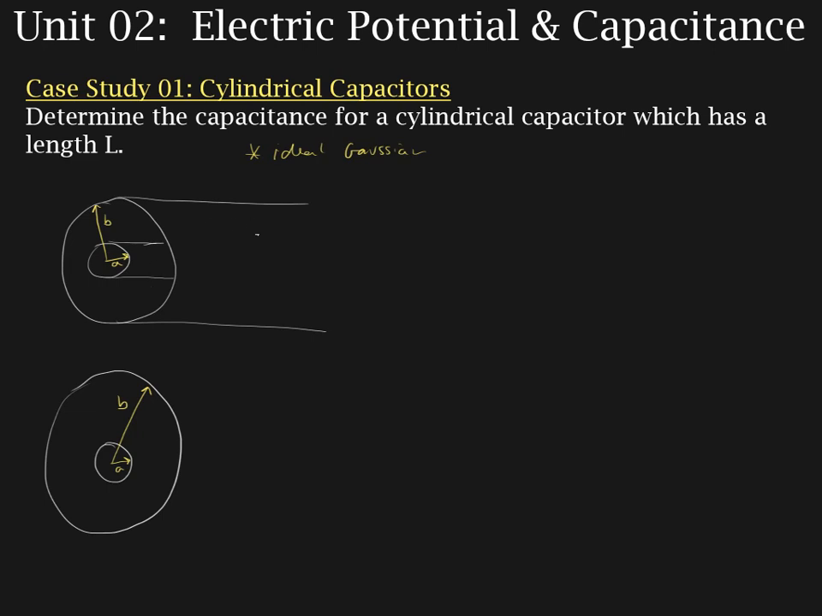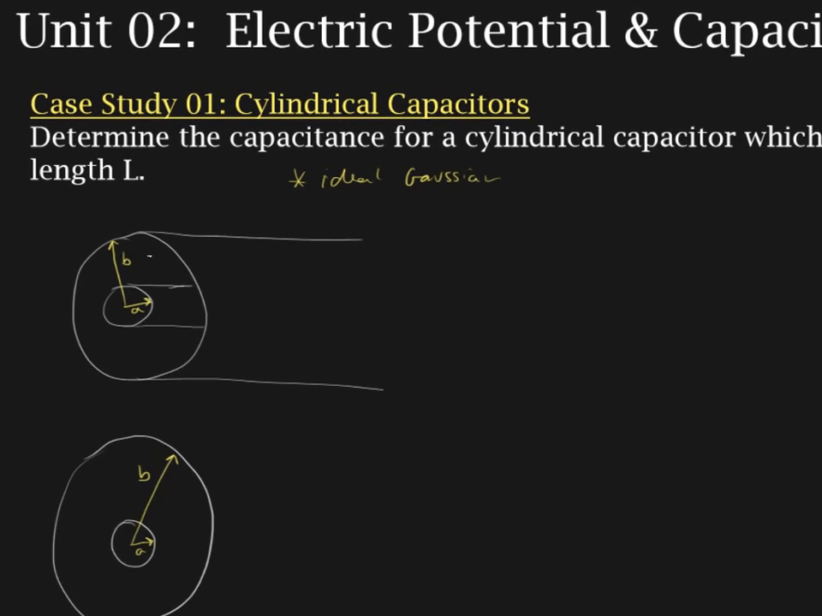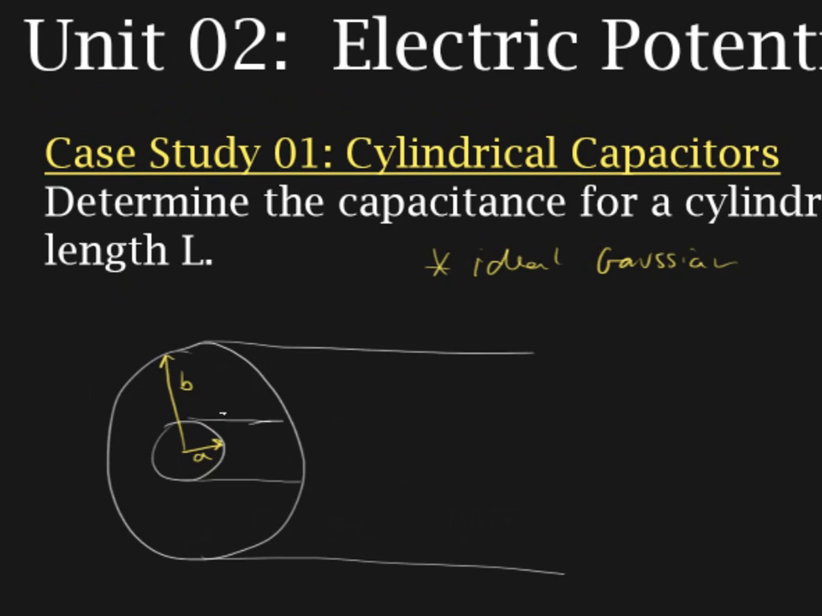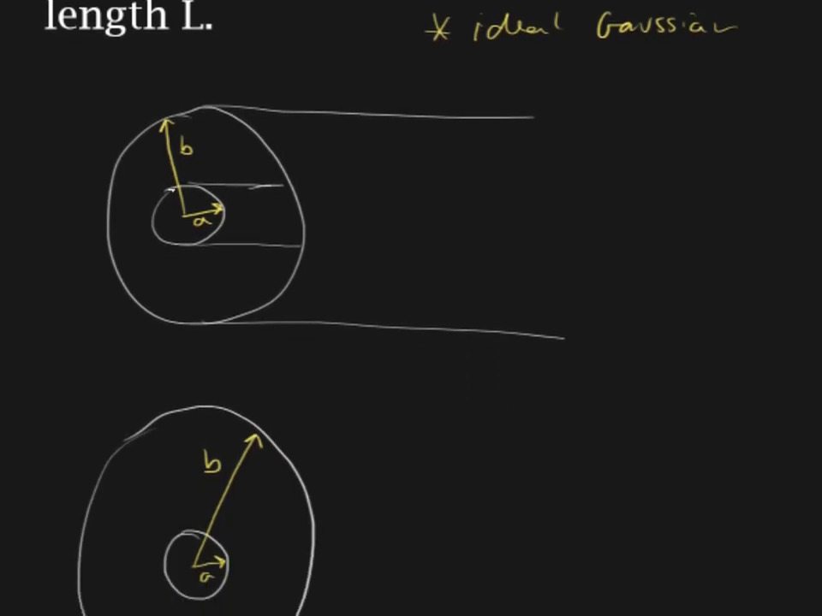And I've drawn a couple of images. Hopefully you can see the three-dimensional aspect of this image, where this is the central conductor passing down through the middle of the outer conductor. The outside edge of the inner conductor is located at a radius of A, and the inside edge of the outer conductor is located at a radius of B.